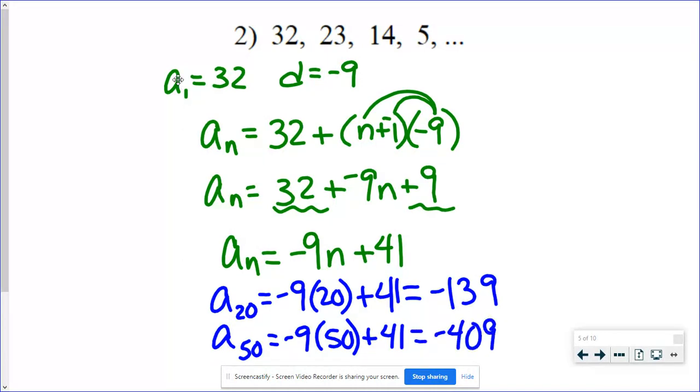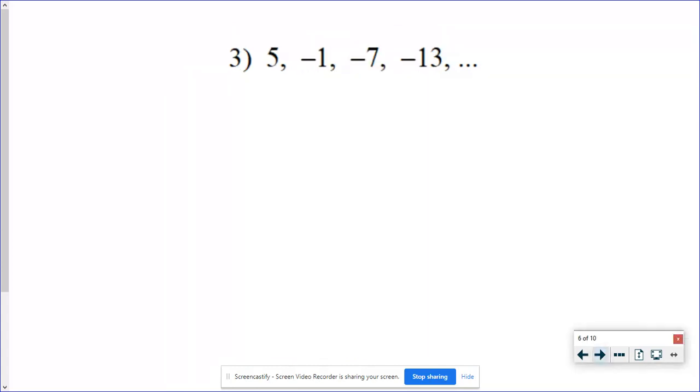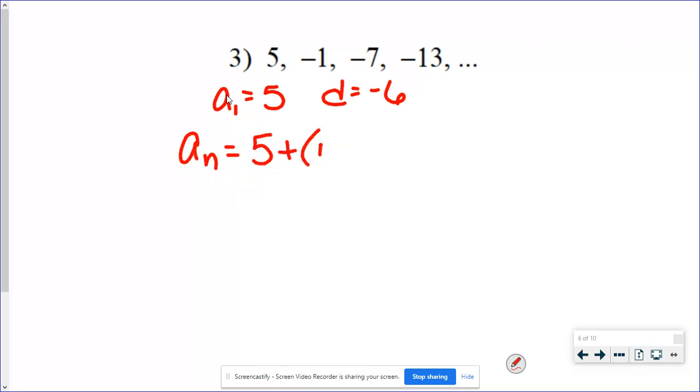Okay. On this presentation, I have a whole bunch of examples. I don't think that we probably need every one of these examples, but I do want to go through several of them to make sure that we're comfortable with this. First term is 5. Common difference, again, these numbers are decreasing, and they're decreasing by 6 each time, so it's going to be a negative 6 for my common difference. A sub n will be 5 plus n minus 1 times a negative 6.